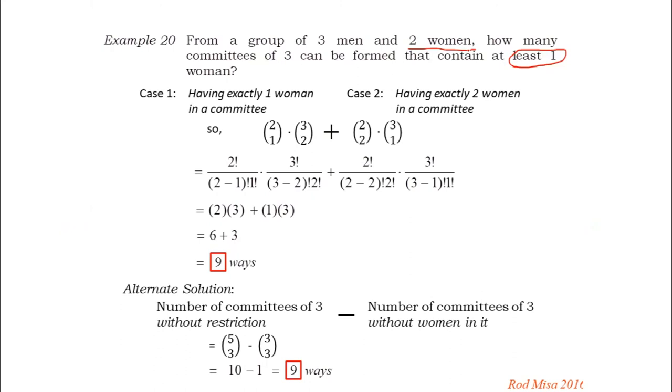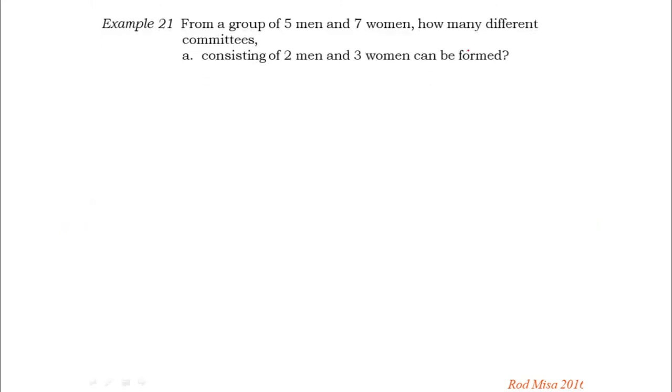Now let's proceed to the second to the last problem for this combination topic here. From a group of 5 men and 7 women, how many different committees consisting of 2 men and 3 women can be formed? So, forming these committees of 5, we choose the 2 men from the given 5 men. And this will be multiplied by choosing these 3 women from the given 7 women there.